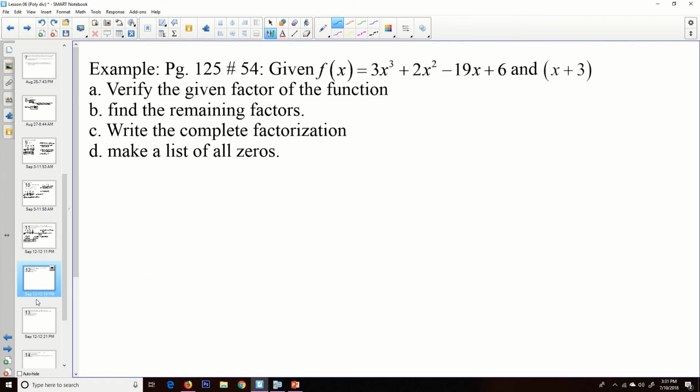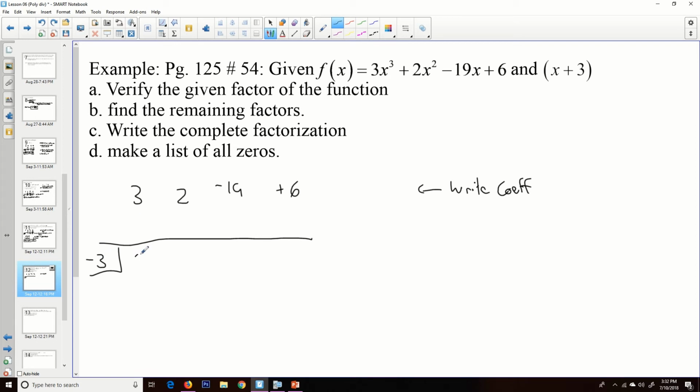Okay, next one. It says given this function right here and x plus 3, verify that the given factor is a factor of the function. And so again, I'm going to write my coefficients. This one does not have any missing, so I won't have any zeros. So I've got my 3, I've got my 2, I've got my negative 19, and I've got 6. And so I make this negative because this is a factor, not a 0. And so we're looking to put the 0 here.